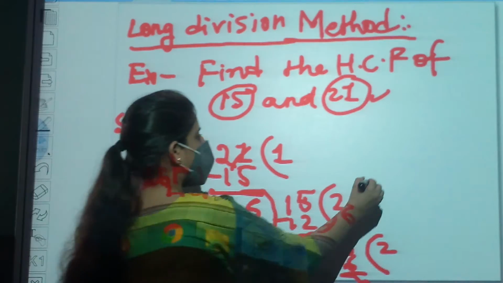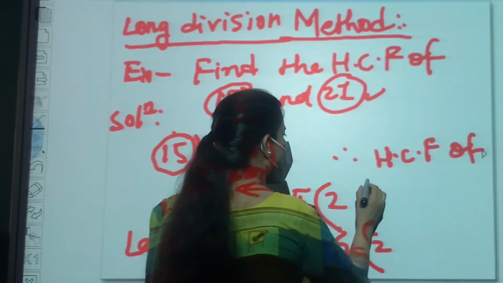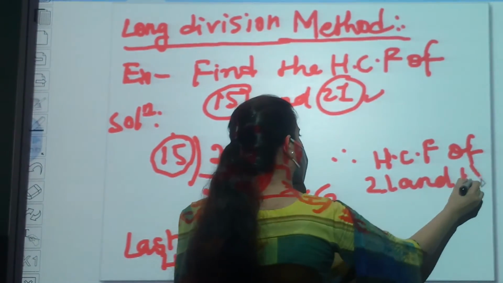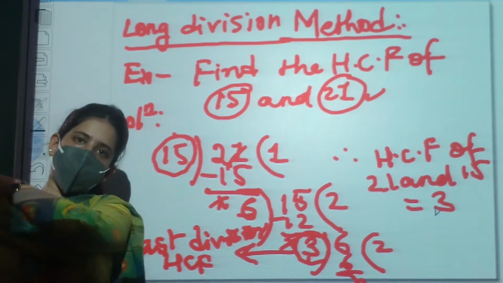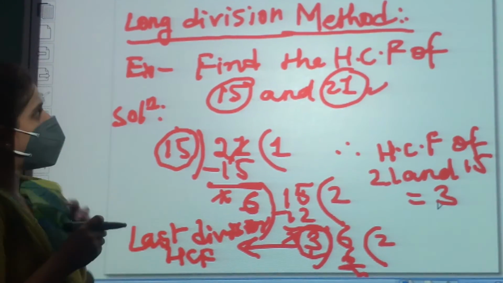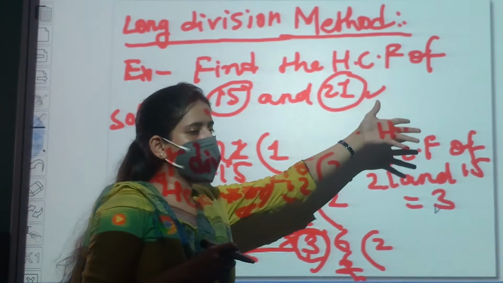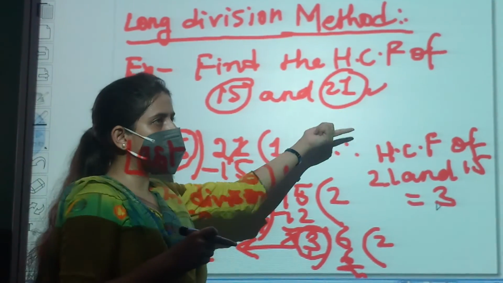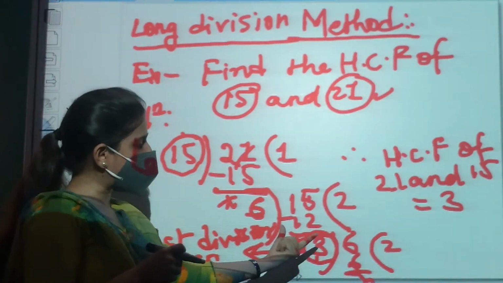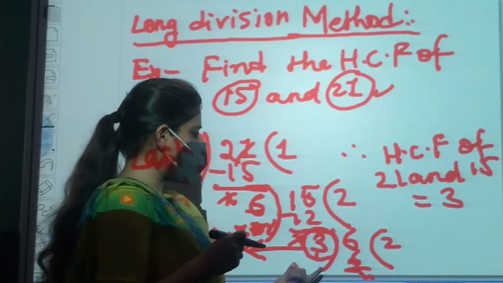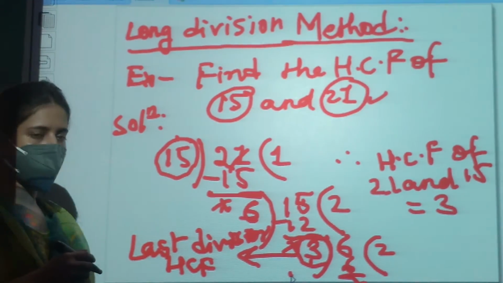Therefore the HCF of 21 and 15 is equal to 3. This method is easier than the other. I consider it so, and you will also consider. If there are 3 numbers, 15, 21 and 35, again we first divide the greater number by the smaller number. The HCF, or the last divisor, we take from the first division. Again, we start dividing the third number by this same number, the last divisor or the HCF of the first division.